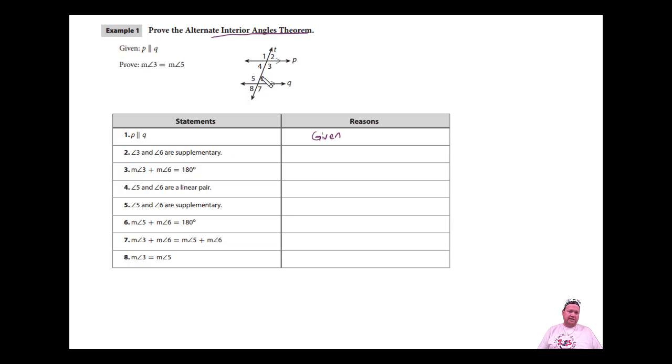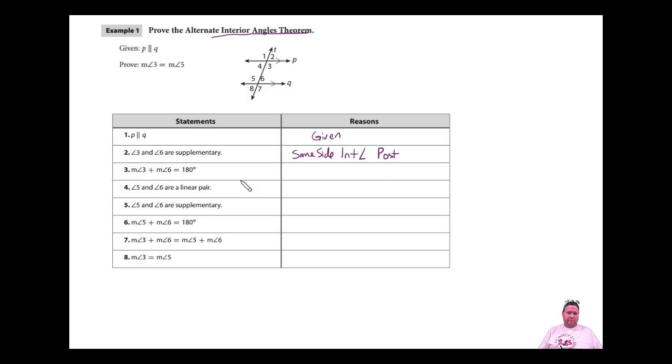These are same side interior angles, and this right here makes a linear pair or a straight angle. This is 180, 5 and 6, 3 and 6 also 180, and if I take away the 6, I'm going to get 3 is equal to 5. Let's go take a look at the steps. Angle 3 and angle 6 are supplementary. That is the same side interior angles postulate.